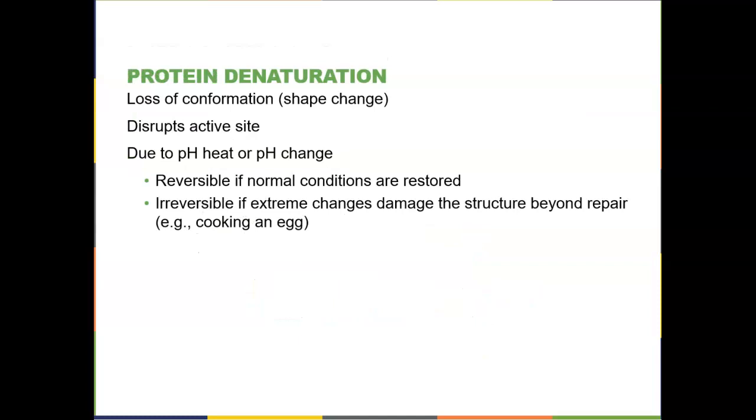Then the last thing we need to talk about is protein denaturation, which means it loses its conformation. If an enzyme loses its conformation, that is going to disrupt the active site, so it is no longer going to work. But this also applies to just structural proteins. None of the proteins perform their function properly if they don't have the proper shape. So remember, before we talked about structure and function complementarity. That applies especially to proteins.